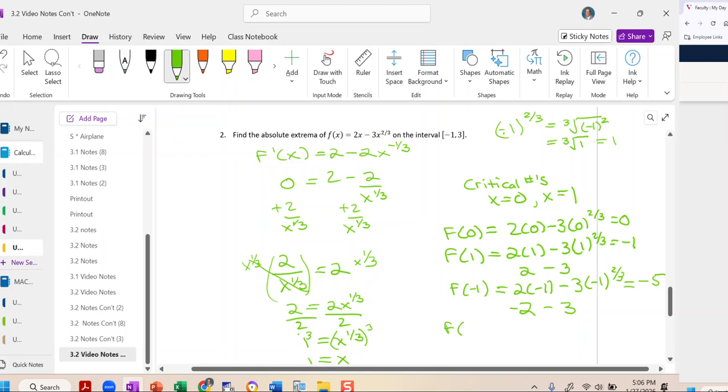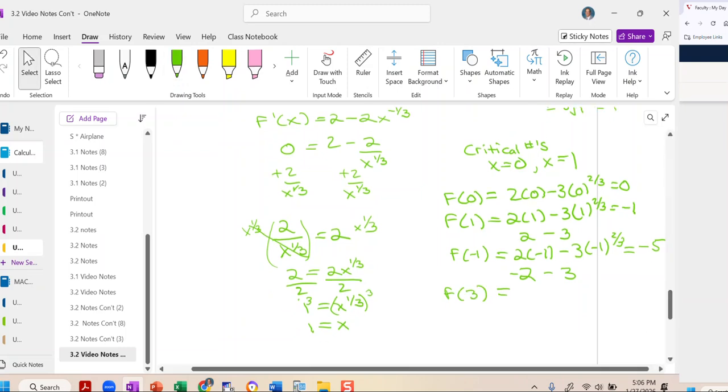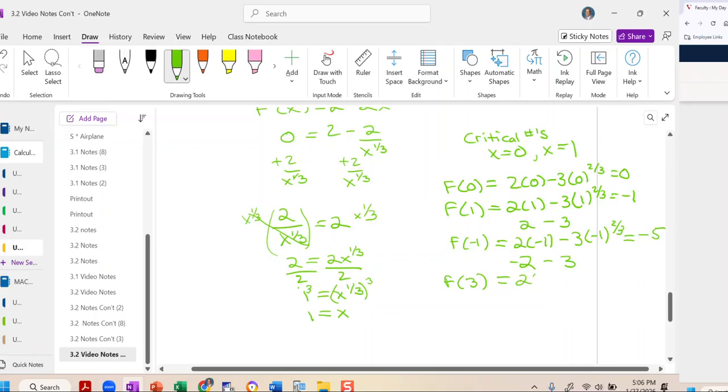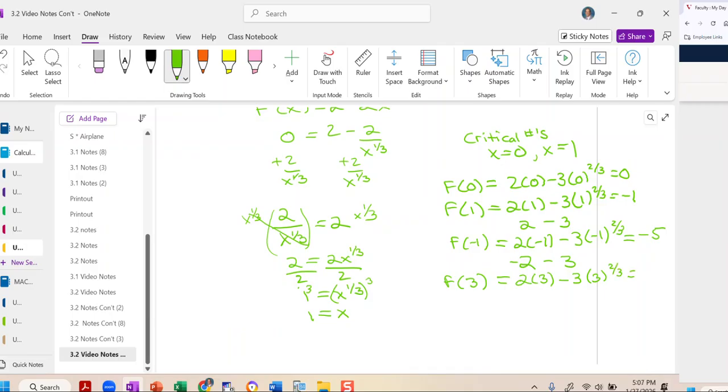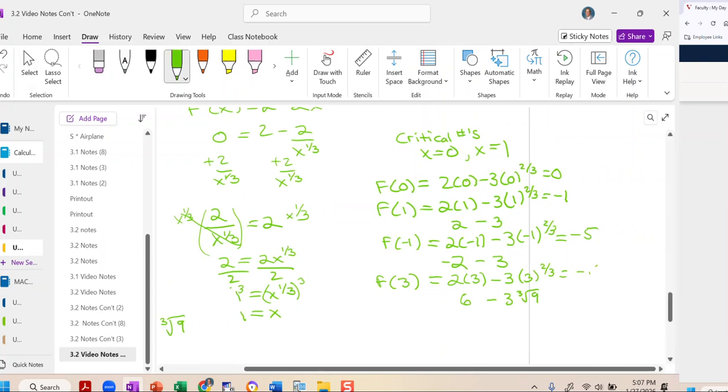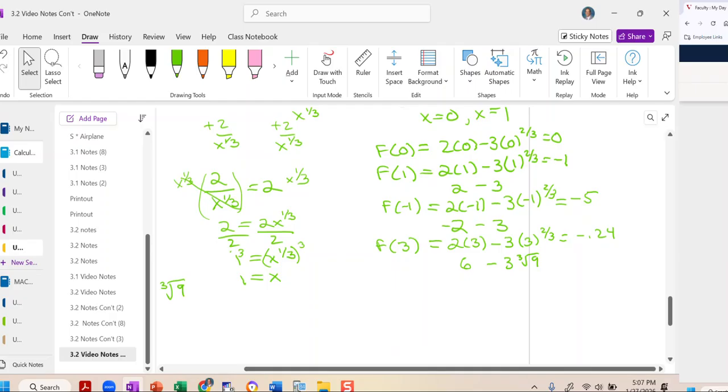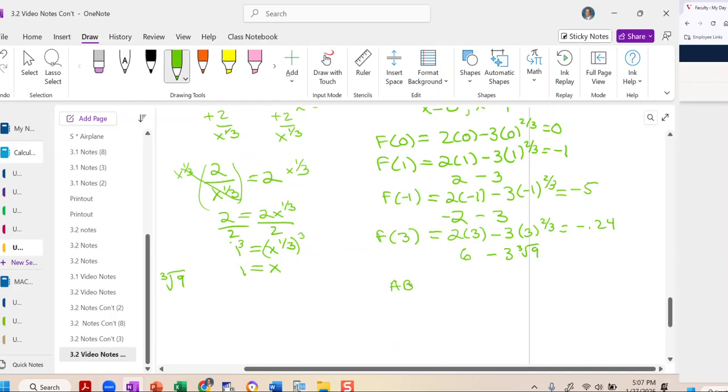And then f of 3, that's 2 times 3 minus 3 times 3 to the 2/3. So this is 6 minus, and 3 to the 2/3 is the same as the cube root of 3 squared, which is the cube root of 9. So 3 times the cube root of 9. And when you put that in your calculator, you get -0.24.